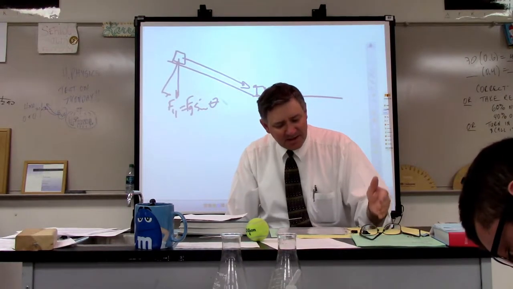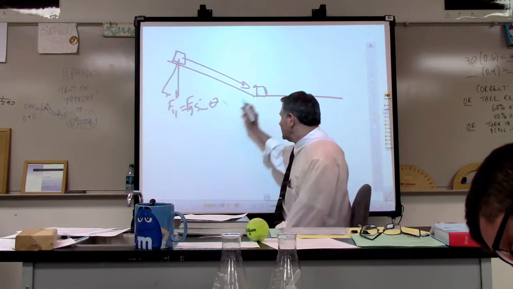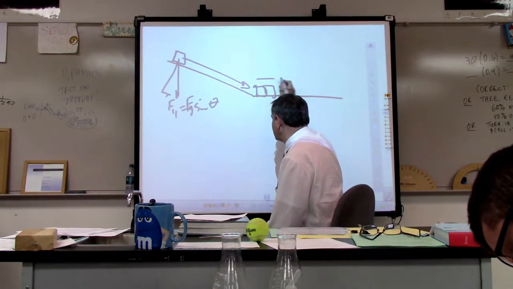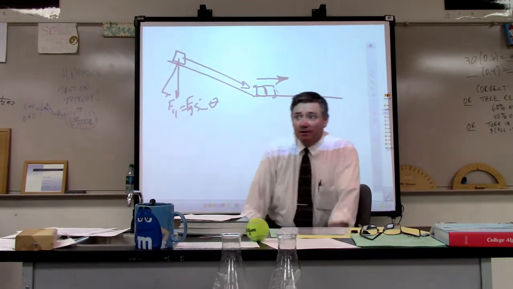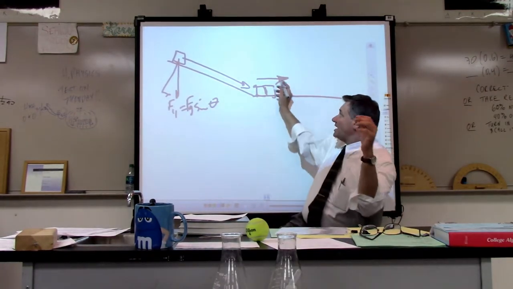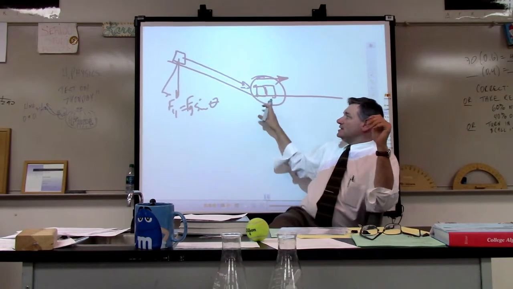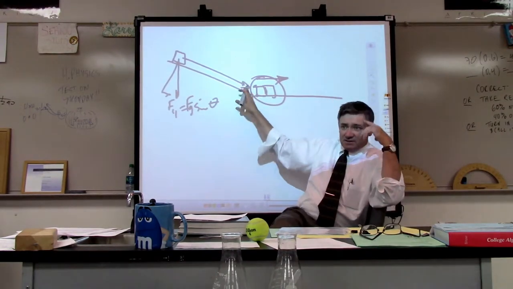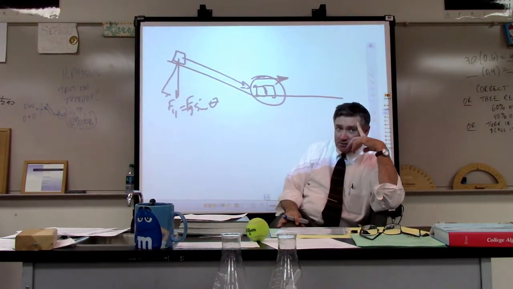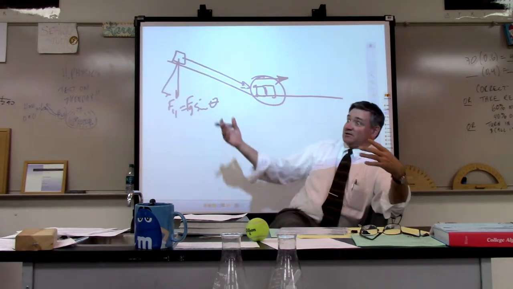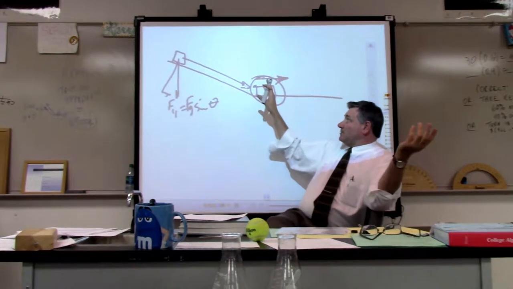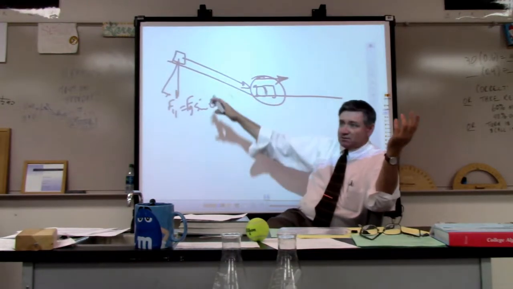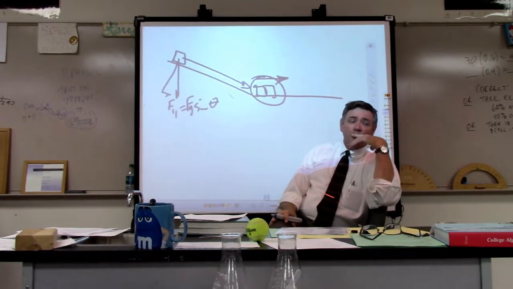Now, on B, it's going to come down, it's going to hit this block, and they're going to do the California thing, and they're going to move off together. So when you find this new velocity, is it going to have the same sign as the block that was sliding down? Yes, because they're going to be moving in the same direction. But is the new velocity going to be bigger or smaller than what you started with when it hit? Smaller.